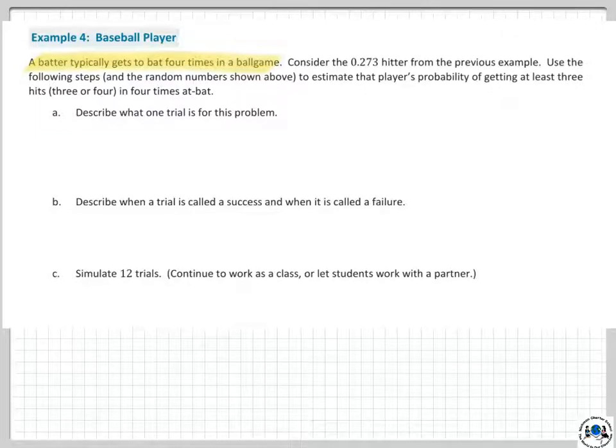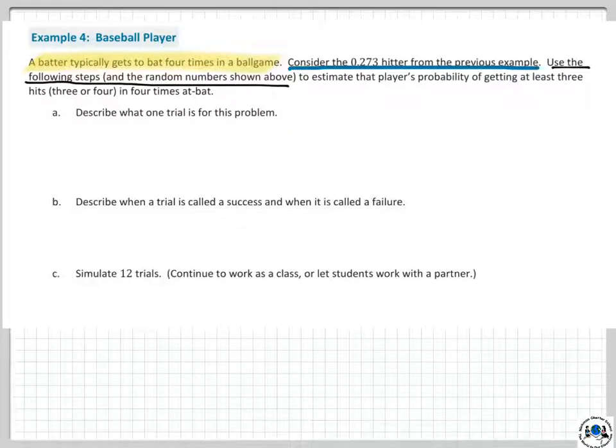But anyway, a batter typically gets to bat 4 times in a ball game. Let's go ahead and consider our .273 hitter from the previous example. Use the following steps here, and the random numbers shown above.